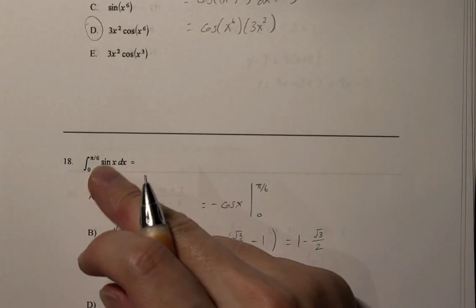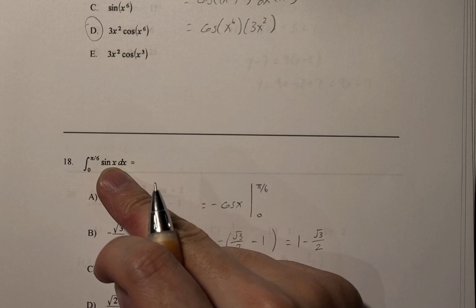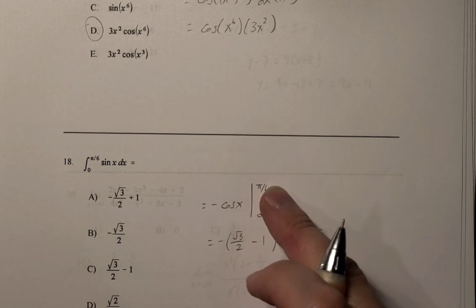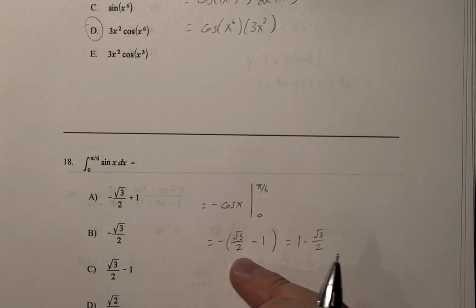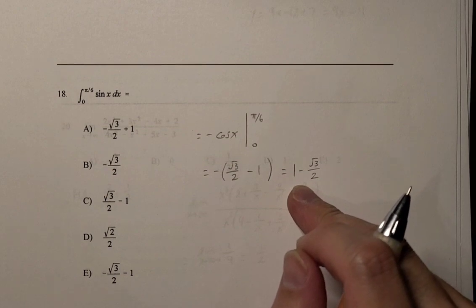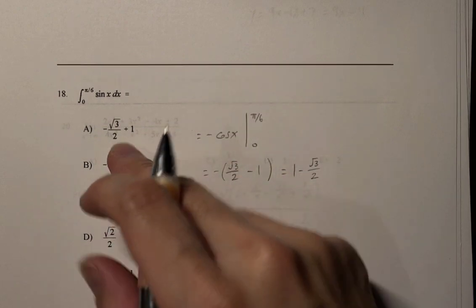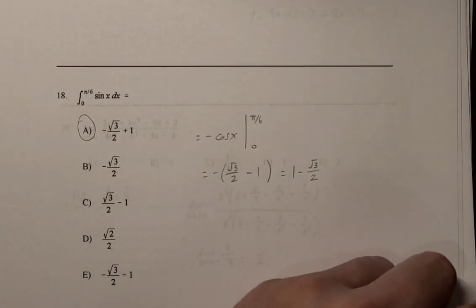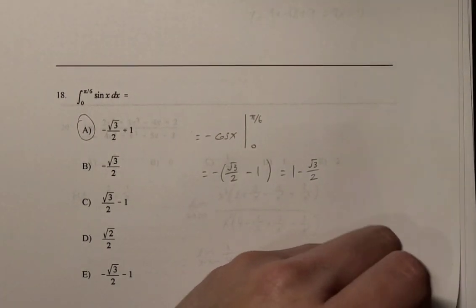Next, integral from 0 to pi over 6, sine of x dx. Integral of sine is negative cosine. So we evaluate from 0 to pi over 6. So it's negative root 3 over 2 minus negative 1, or 1 minus root 3 over 2. That's A, right? That one's easy. 2 easy problems on this page.